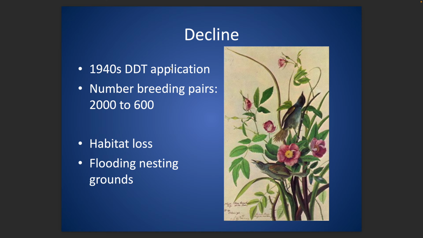Wait, so what am I putting in these boxes? So we're going to do an X for each of the factors that affected their conservation status. They also suffered some habitat loss and flooding of the nesting grounds. So let's look at our IUCN factors. Which ones do we think?